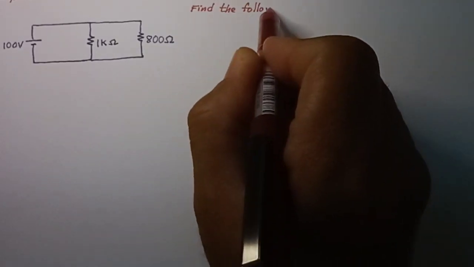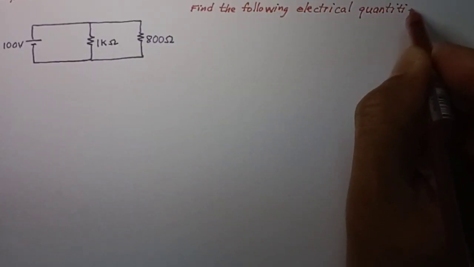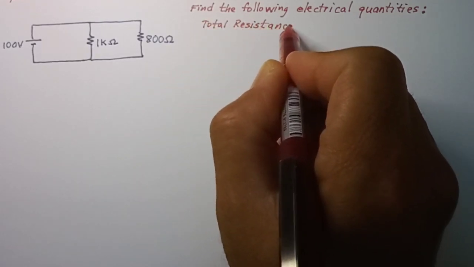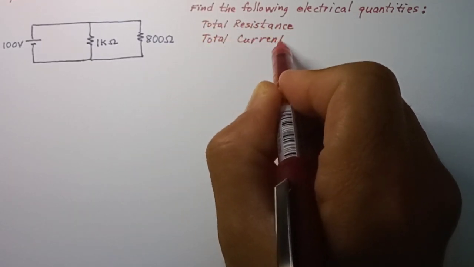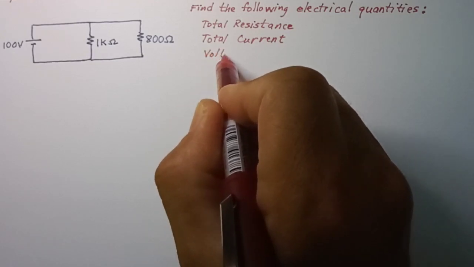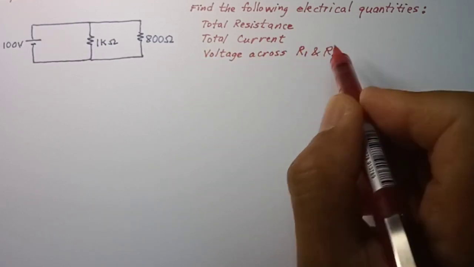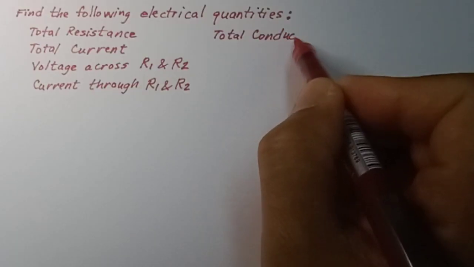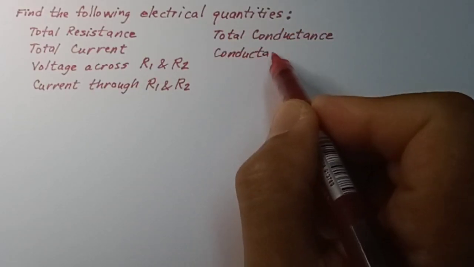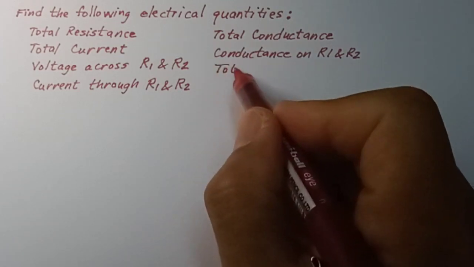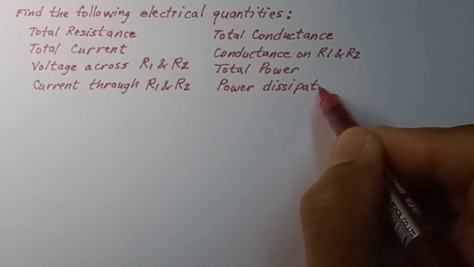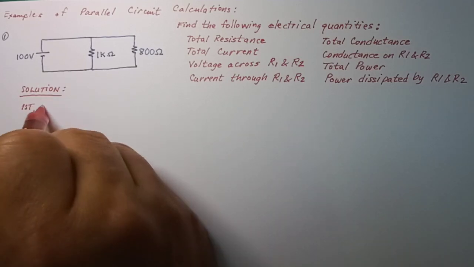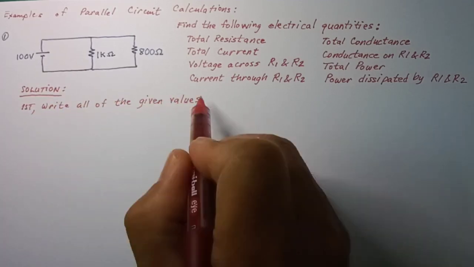Now we will find the following electrical quantities. The first one will be the total resistance, and then we will do the total current. We will also determine the voltage across R1 and R2, including the current through R1 and R2. We will also calculate the total conductance and the conductance of R1, R2, the total power and the power dissipated by R1 and R2.